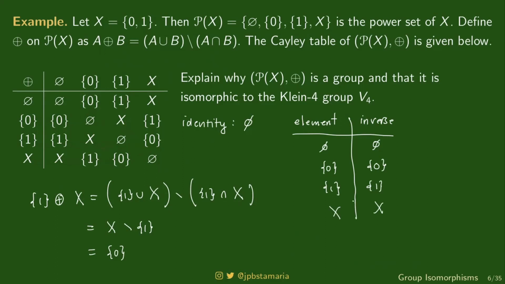Okay. As you can see, this example of a group came out of nowhere. I just suddenly defined it like that, it suddenly occurred to me to define that. But you see, it's actually isomorphic to the Klein four group V4. Now, what is the Klein four group V4? I mentioned this before, but just so you know, when I say Klein four group, this is what I mean. Okay?